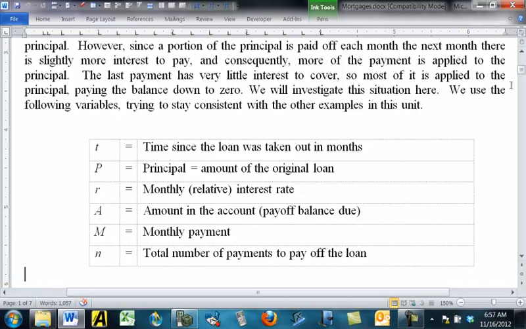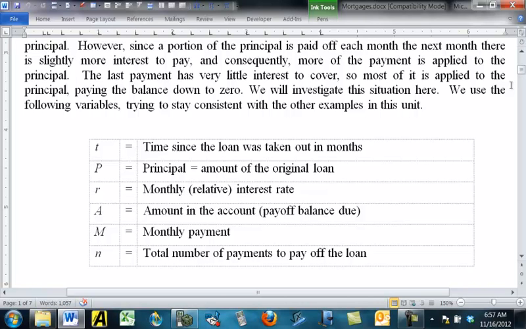A is the amount in the account. That's the balance due at any particular time. So that's the payoff amount. If you were to hit the lottery or something, and you just wanted to go pay it off, that would be the amount you have to pay to pay it off. M is going to be your monthly payment. N is going to be the total number of payments needed to pay the loan off.